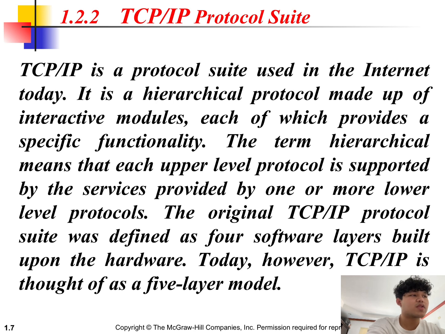TCP/IP is the protocol used in the internet today. It is a hierarchical protocol made up of interactive modules, each of which provides a specific functionality. The term hierarchical means that each upper level protocol is supported by the service provided by one or more lower level protocols. The original TCP/IP protocol suite was defined by 4 software layers built upon the hardware. Today, however, TCP/IP is thought of as a 5-layer model.